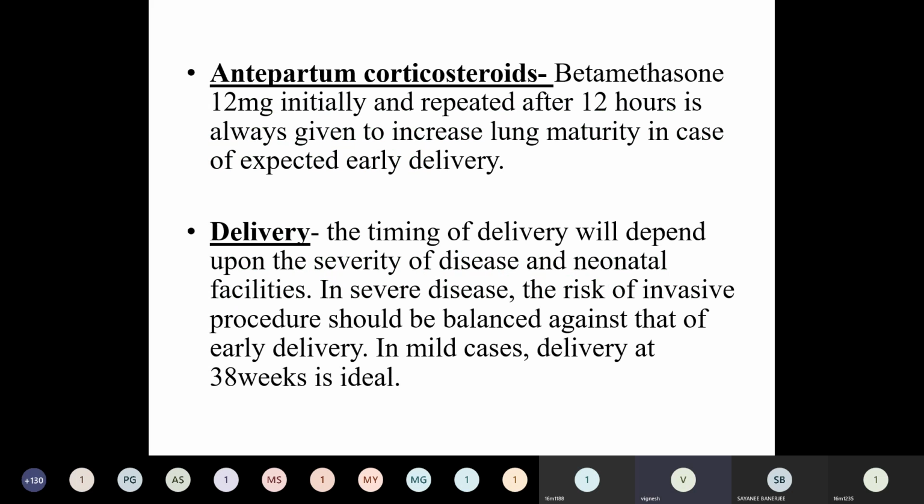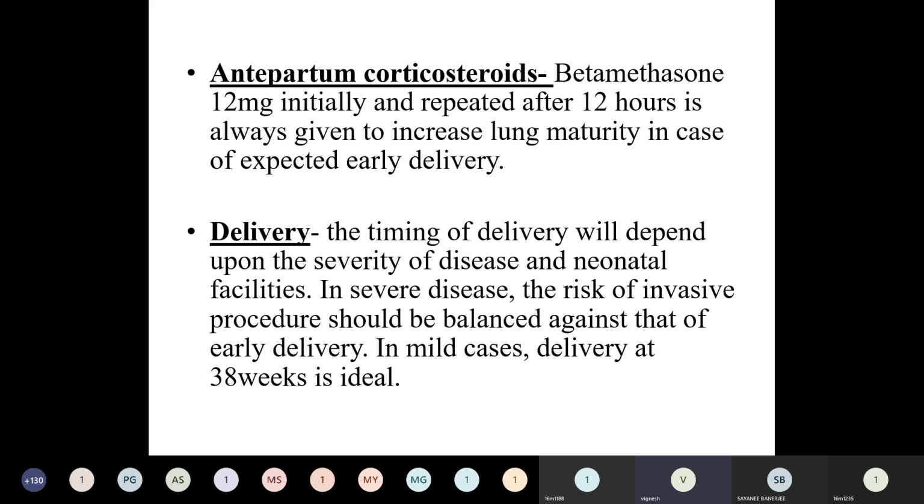Then coming to the role of antenatal corticosteroids. Betamethasone 12 milligram should be given as an initial dose, and a second dose should be repeated after 12 hours to increase lung maturity in case of early expected delivery, or in cases where preterm delivery is expected within the next 7 days. You can give betamethasone or dexamethasone, but we normally prefer betamethasone. So 2 doses of 12 milligram, repeated after 12 hours.